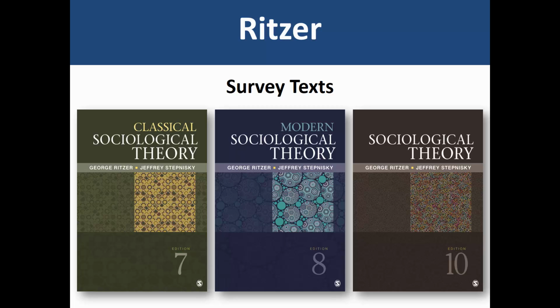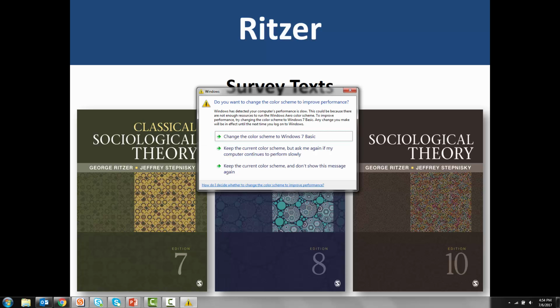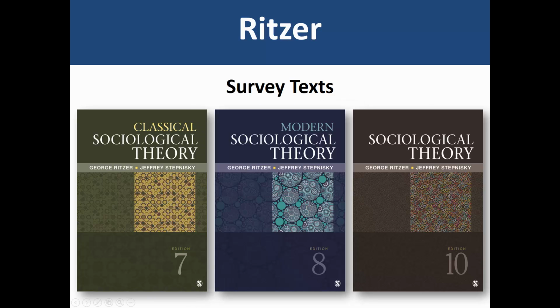Most of you should be familiar with George Ritzer. He's the author of one of our Introduction to Sociology texts, but his specialty is actually sociological theory. And he came up with his own theory, McDonaldization, which is written about in most other intro books on the market. So he definitely has name recognition in sociology.